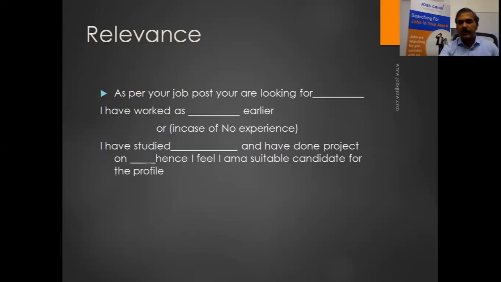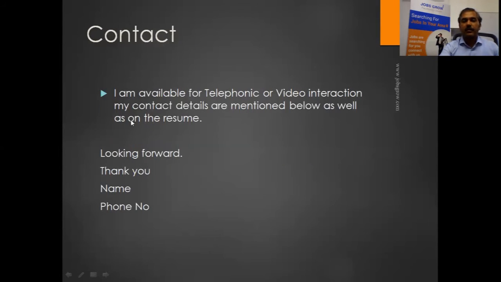And finally, towards the end, you can mention the contact details. So I'm available for telephonic or video interaction throughout the day. My contact details are mentioned below. Either you have given it in the email signature itself, you have mentioned your phone number, or in the resume you might have mentioned your contact details. So these are a few things which are required in a covering letter. I hope this helps you guys, and whenever you send an email with your resume, don't forget to use these three aspects.